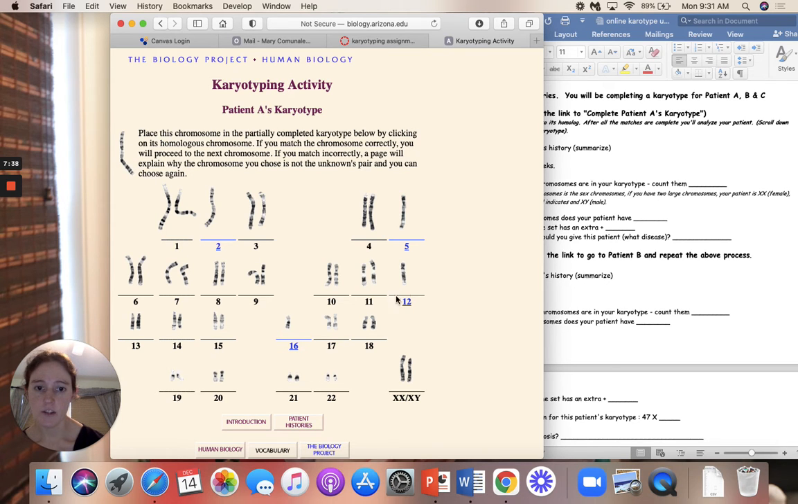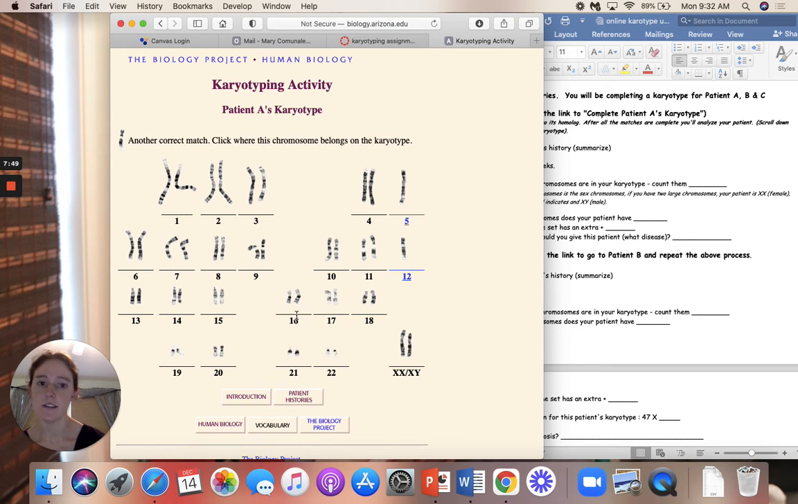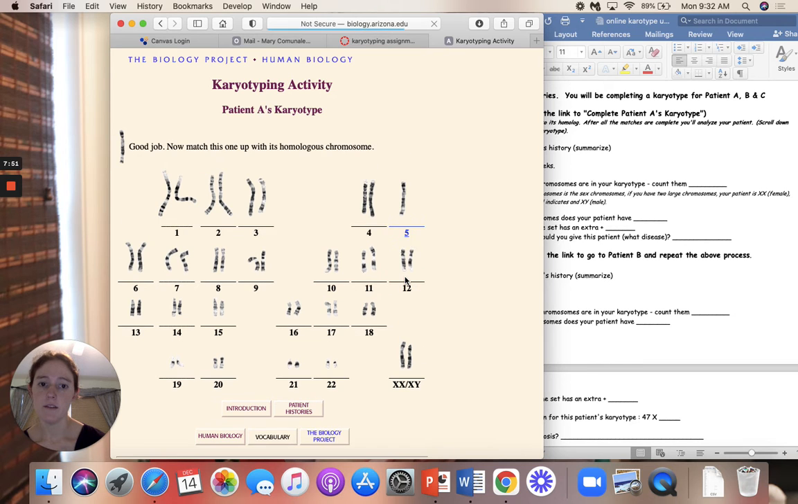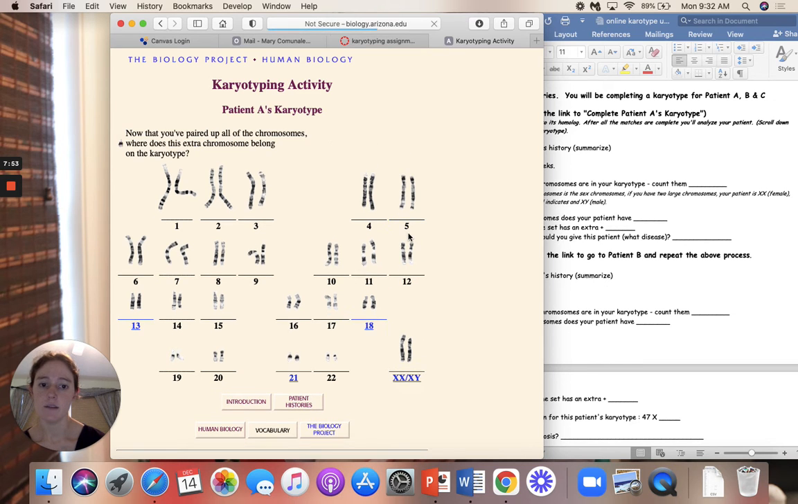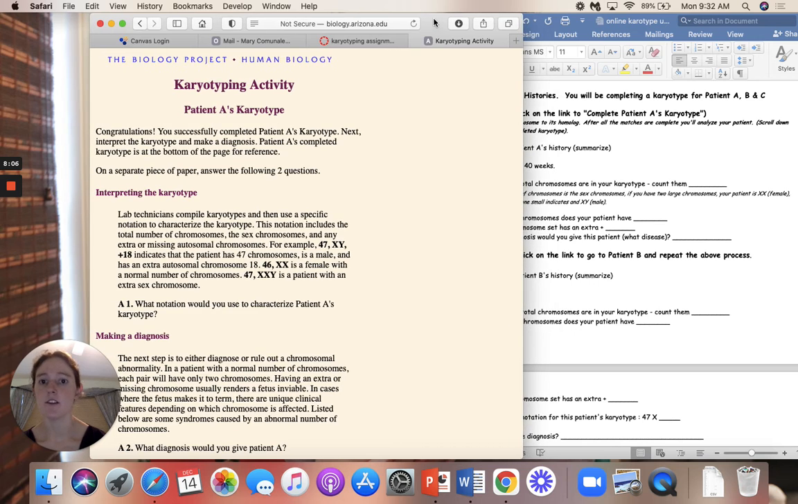Well, it's a longer one, so I know it's not going to be 12 or 16. I'm going to go with 2. Let's see if it matches with 2. And it does. I was correct. Now I have to find this chromosome. Looks like it'd be little like that. Maybe that one. And that one. Now you've paired up all the chromosomes. Where does the extra chromosome belong? So it gave me 4 new choices. It's a little one. I'm going to go down here. All right. So I was correct. Congratulations, you successfully completed patient A's karyotype.